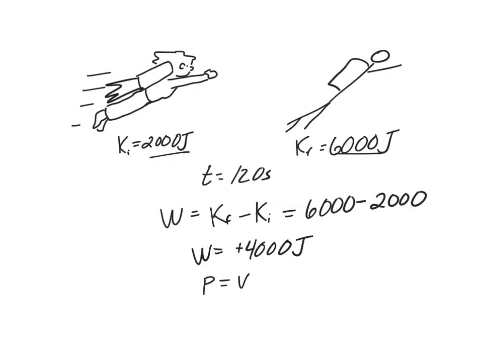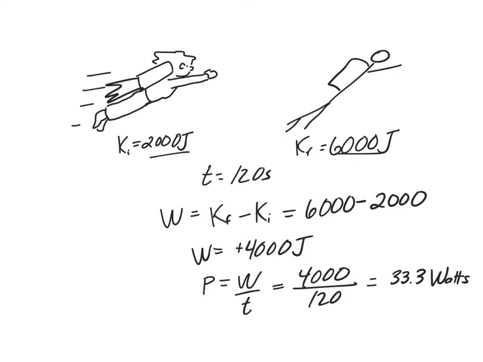So power is equal to work divided by time. So 4,000 divided by our time, which is 120 seconds. And we get 33.3 watts. That's about all there is to that type.